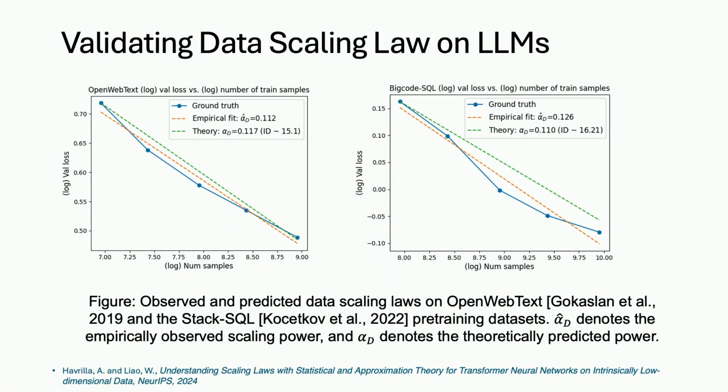Well, he increased the number of training tokens for 2 data sets. Left and right are 2 data sets. And he plotted the validation loss. Okay? And then the blue dots are the practical, numerical results. So you do see a log-log linear relation. And so the green curve is our theoretical prediction. So what is the green curve? The green curve is a power law.